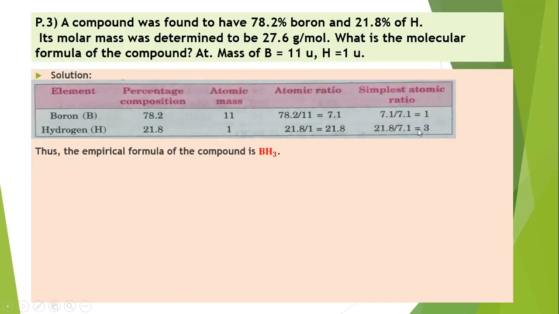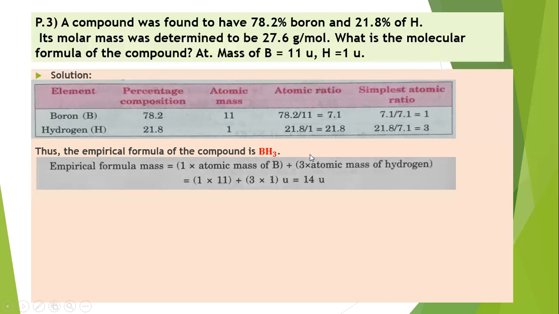So these two whole numbers, when you are getting them for boron and hydrogen, boron is 1, so we say B1, and for hydrogen it is 3, so it becomes B1H3 or BH3. Now this is the empirical formula of the compound. Next step, we have to write the molecular formula. For that we know that we have to find the empirical formula mass.